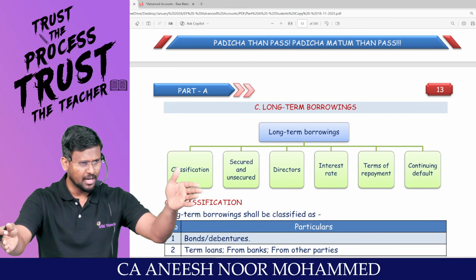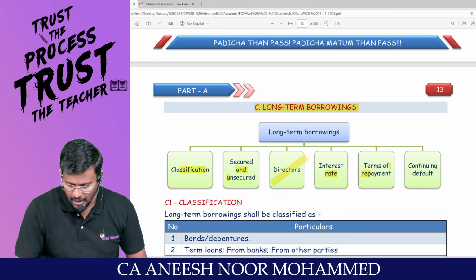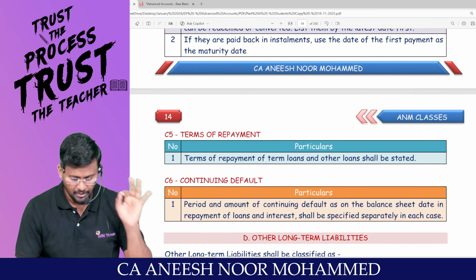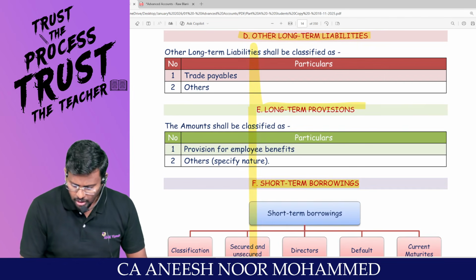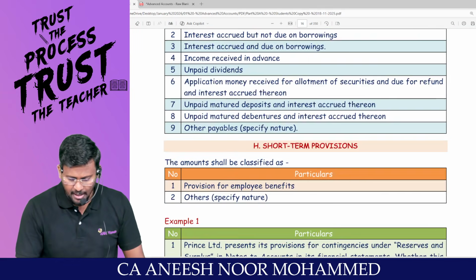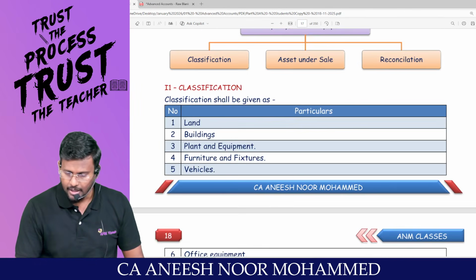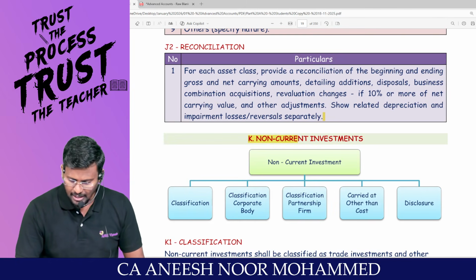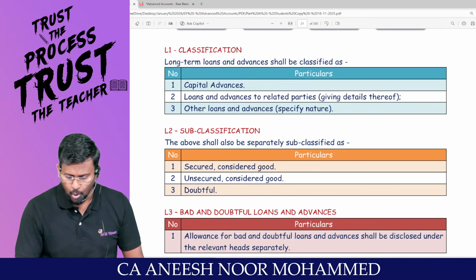Next, the main major classification: non-current liabilities and current liabilities. Under non-current liabilities, what and all the items should be classified under long-term borrowings. That means we have not ended. We are starting. Then other long-term liabilities, long-term provisions, short-term provisions. That means item by item will be explained: other current liabilities, what are the items, short-term provisions. Property, plant and equipment, PPE, which will comprise of what and all? Intangible assets. Then non-current investment. What does it mean? Then, my dear lovable students, long-term loans and advances.